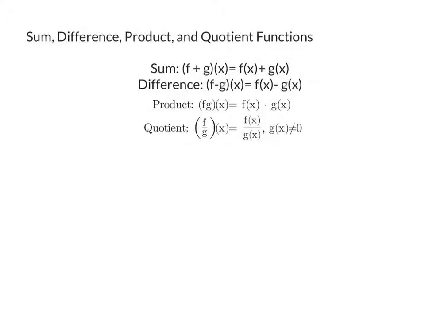So how does it look? The sum f plus g of x would just be separated to f of x plus g of x. The difference, meaning f minus g of x, would be separated into f of x minus g of x. The product fg of x would be separated as f of x times g of x. And the quotient f divided by g of x, again, would be separated to become f of x divided by g of x, again, though, where the denominator, or g of x, does not equal 0. And again, because it would make it undefined.